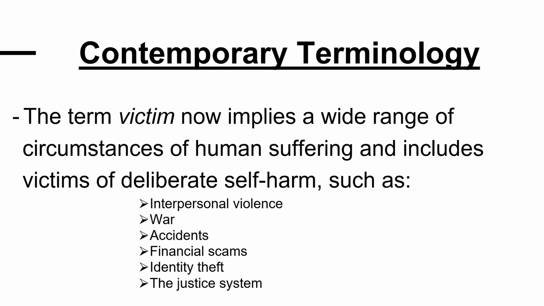Let's look at contemporary terminology. The term victim now implies a wide range of circumstances of human suffering, and it includes victims of deliberate self-harm. So interpersonal violence, we think of victims during times of war, genocide, white-collar crimes. The justice system in and of itself can perpetrate victimhood. So you see that the term victim is not just crime victim, but it's a broader sense of victimhood.